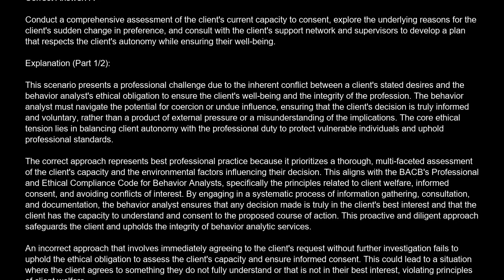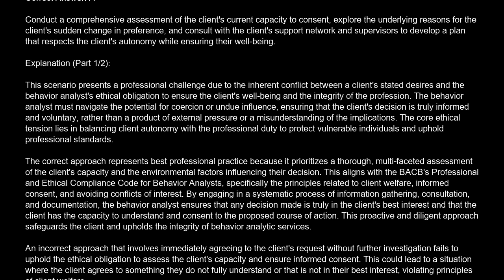The correct answer is A. Conduct a comprehensive assessment of the client's current capacity to consent, explore the underlying reasons for the client's sudden change in preference, and consult with the client's support network and supervisors to develop a plan that respects the client's autonomy while ensuring their well-being.